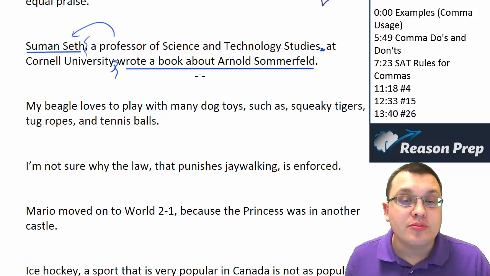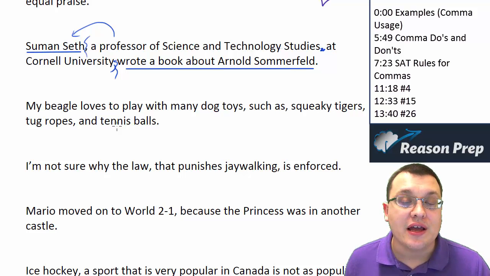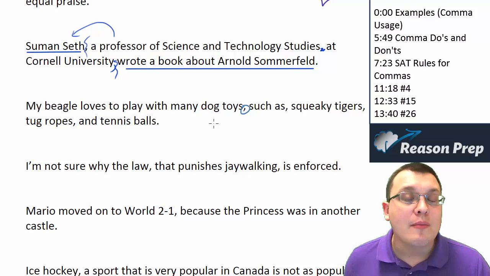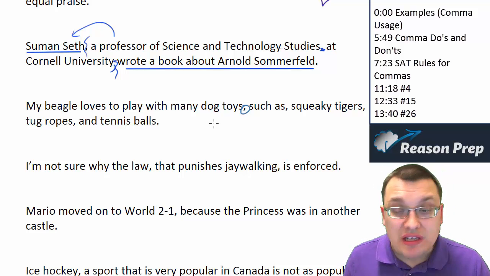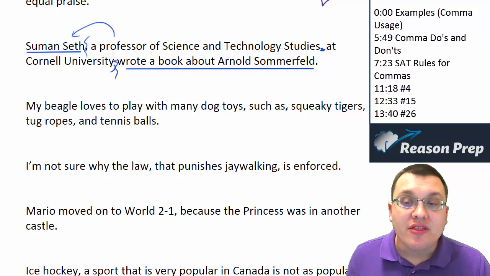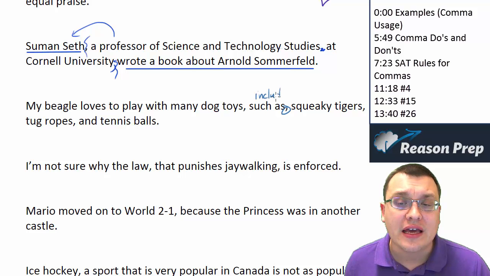My beagle loves to play with many dog toys, such as squeaky tigers, tug ropes, and tennis balls. This comma right here is kind of optional, either way you want it. Doesn't really matter that much. This comma here is the problem, though. We would never have a comma to separate "such as" from squeaky tigers and from the rest of its list. So when you're introducing a list, the same thing would be true of something like "including" or "for example." You would never have a comma after that, so we would get rid of this comma.